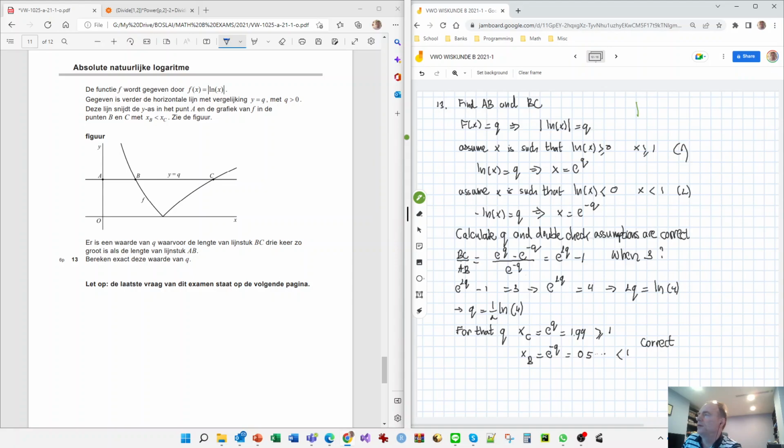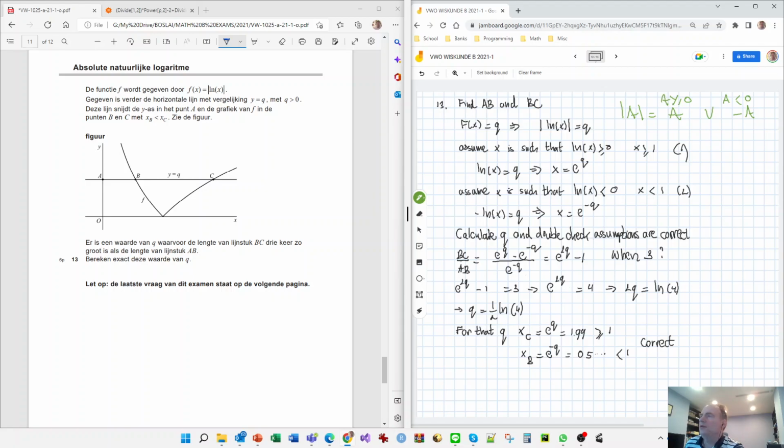And remember, the absolute value of a is either a or minus a. So if a is larger or equal to 0, it's a, or if a is negative, then it's minus a. So it's important then later to check if you made the right assumption.